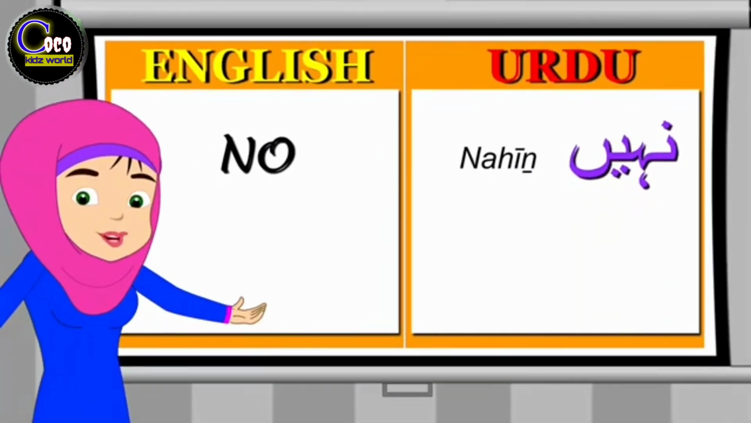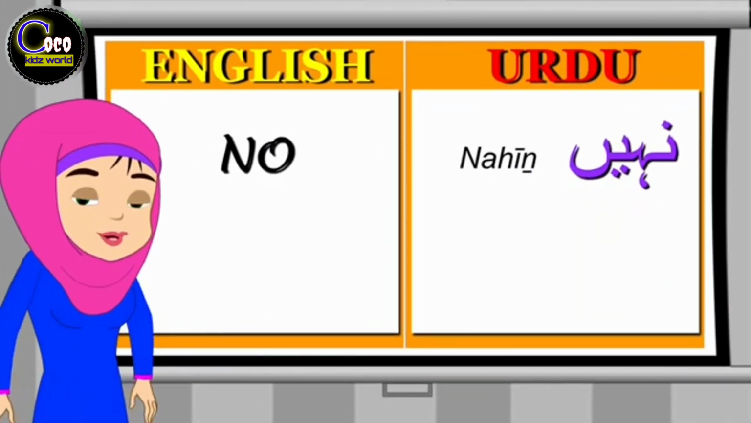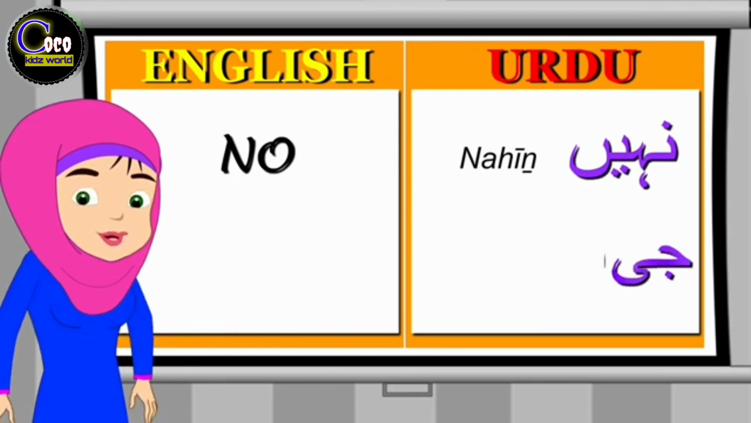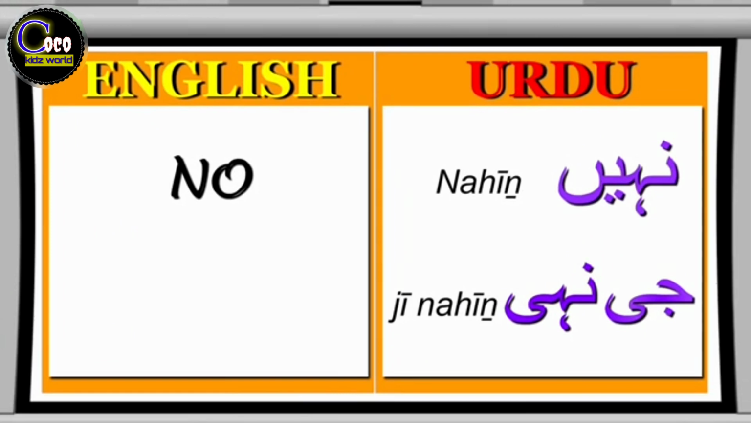No. No is said as nahi. This is an informal way of saying no. No is also said as ji nahi. This is a formal way of saying no.